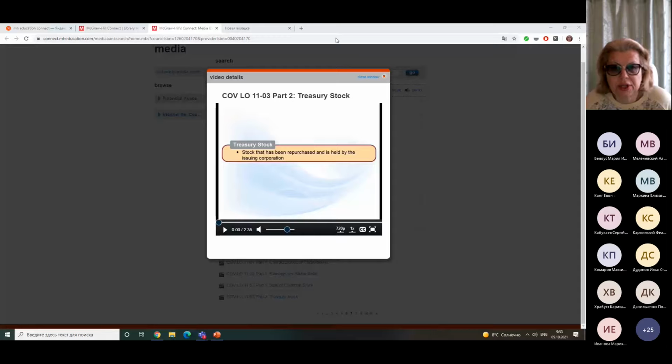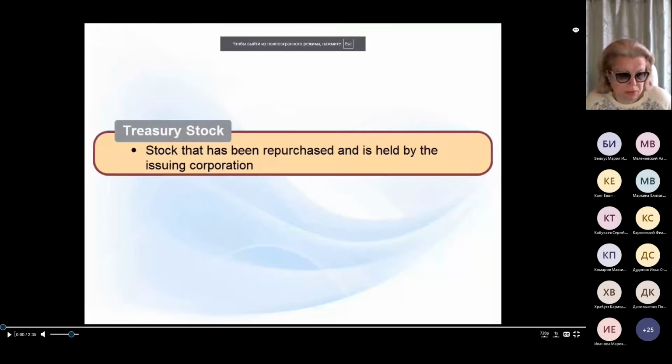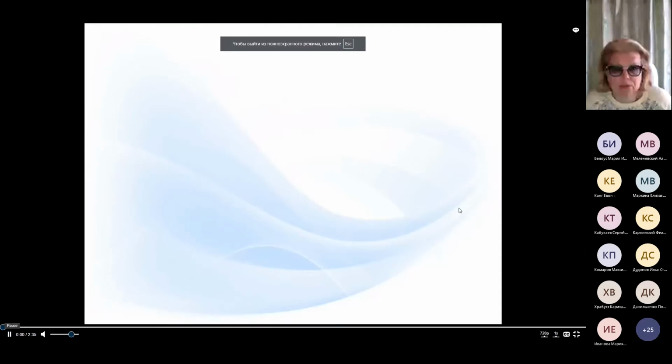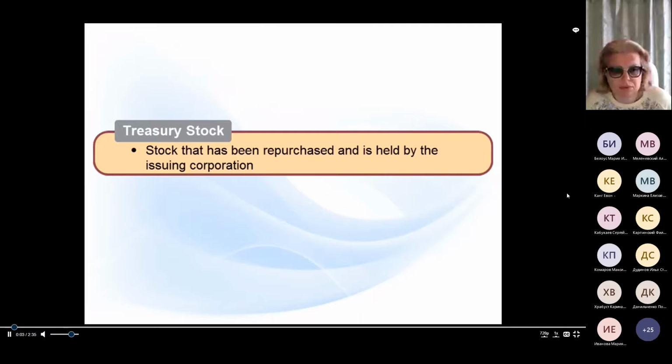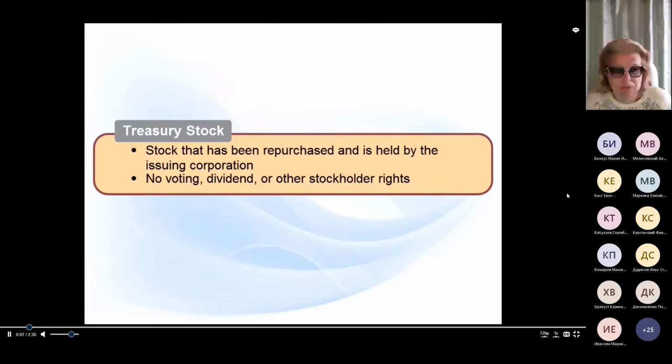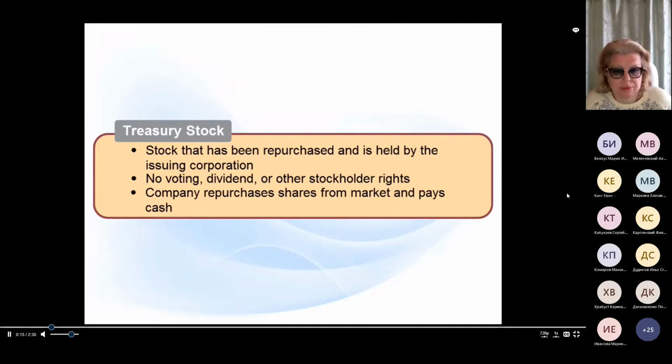Okay, so let's continue and discuss in detail treasury stock. Stock that has been repurchased and is held by the issuing corporation is called treasury stock. Treasury shares have no voting, dividend, or other stockholder rights while they are held as treasury stock. When companies repurchase shares from the market, they pay cash and receive their own stock.